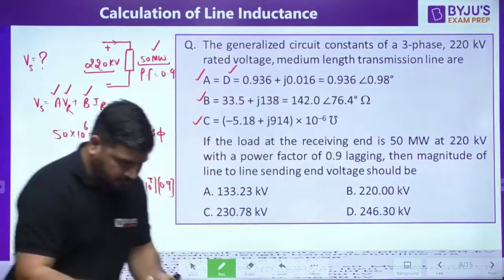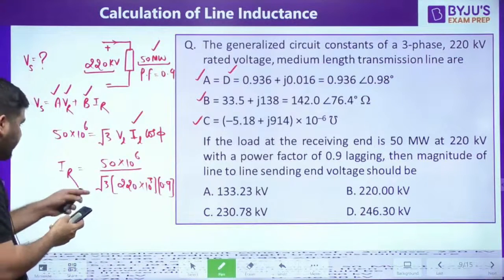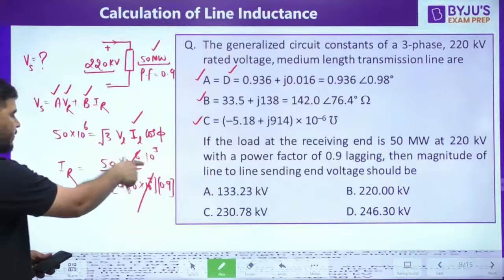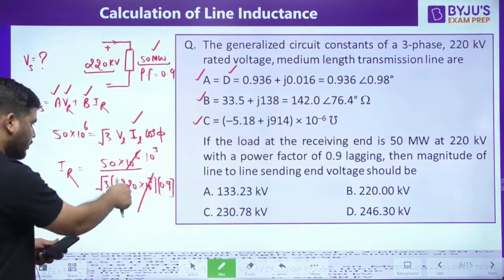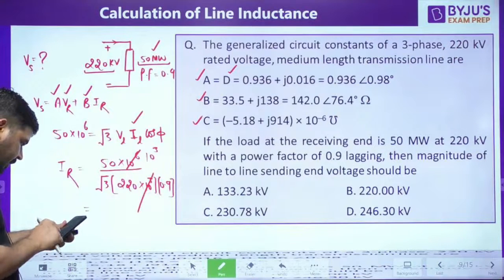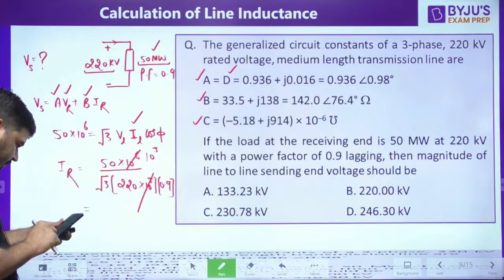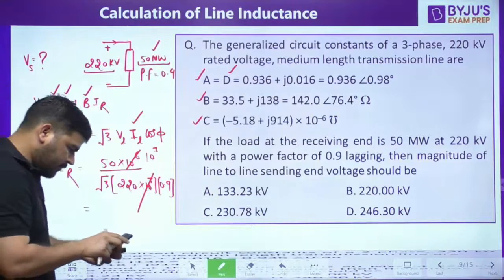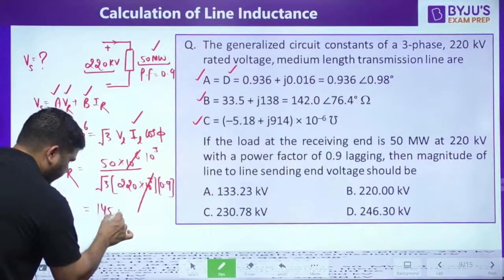Let me calculate for you. I don't have a calculator, so I'm using my phone. You can cancel this. This will be 10 raised to power 3. So it will be 50,000 divided by 220, and then divide by root 3, and then divide by 0.9. Okay, it came out to be 145.8. I think my calculation is correct.